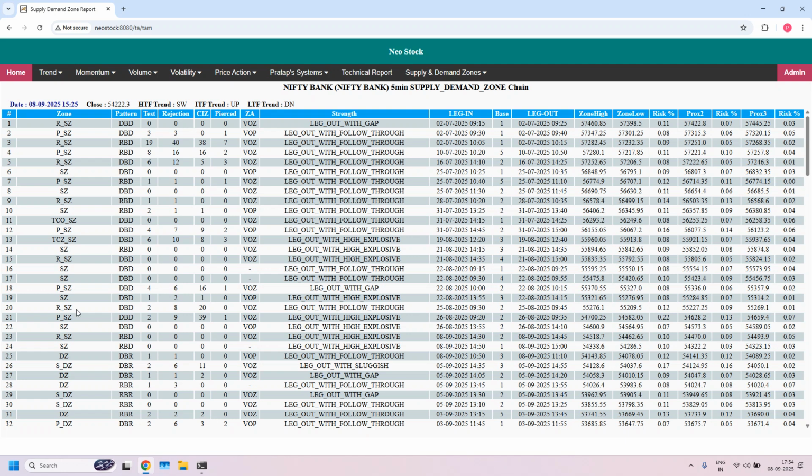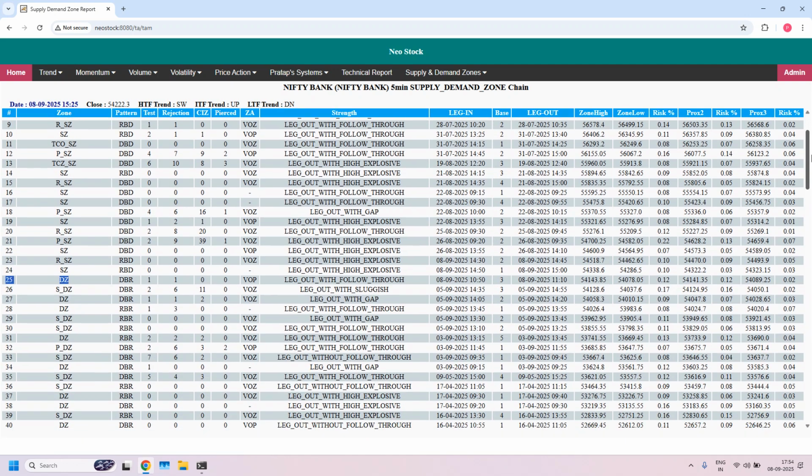And the nearest demand zone to the current closing price is serial number 25. Putting it in the middle of the page. So this is Bank Nifty supply demand zone chain. So we have completed both Nifty and Bank Nifty supply demand zone chain reports.